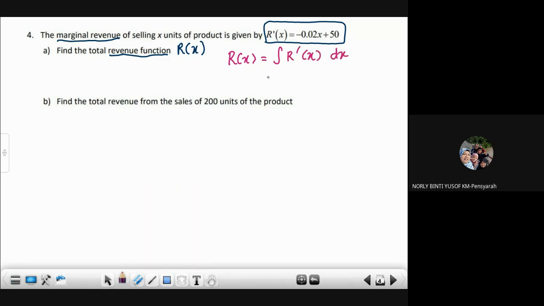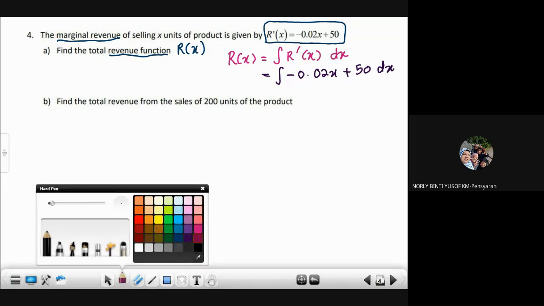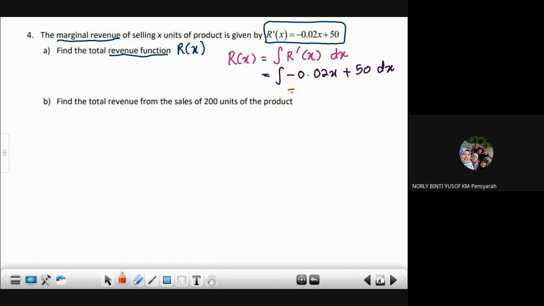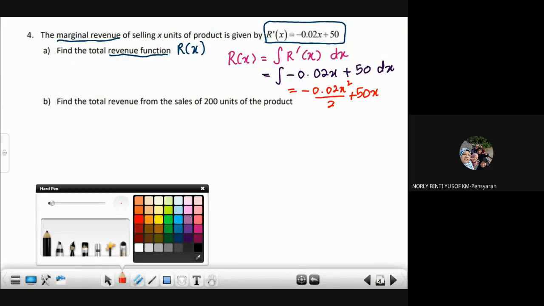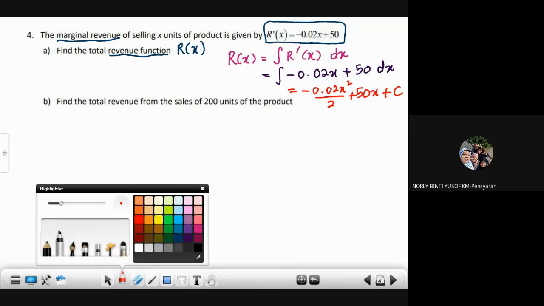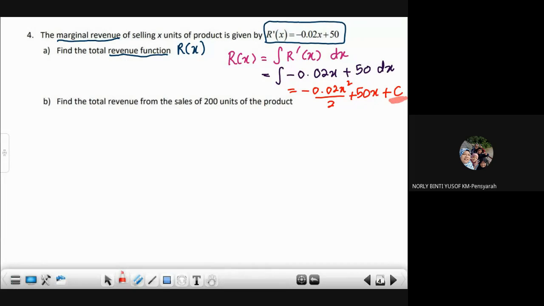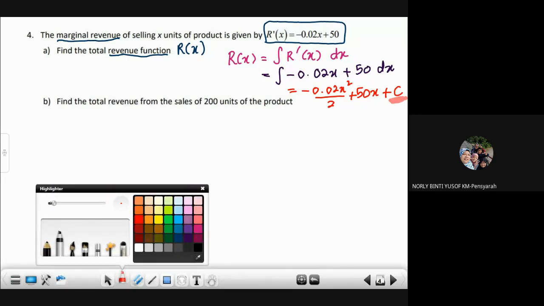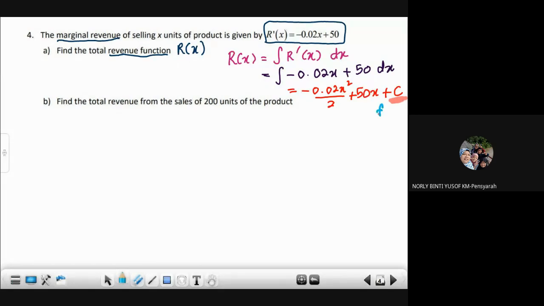Okay, so kita pun integrate lah. The function is already given. Okay, with respect to x. Okay, when you integrate, you will get negative 0.02 x squared over 2 plus 50x. Correct or not? And then plus C. Okay, tapi kat sini, remember that this is marginal revenue that you integrate. So the C value will be fixed revenue. So fixed revenue kat sini will be 0.